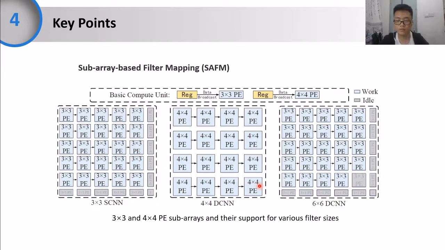And the third, we propose a sub-area-based filter mapping method. We do not use a single PE as the basic compute unit. We use a sub-area as the basic compute unit in the transfer filter-based algorithms. So the input activation will be broadcasted in the basic compute unit. This can greatly reduce the complexity of the control logic, and the power and the area consumption can be reduced too.